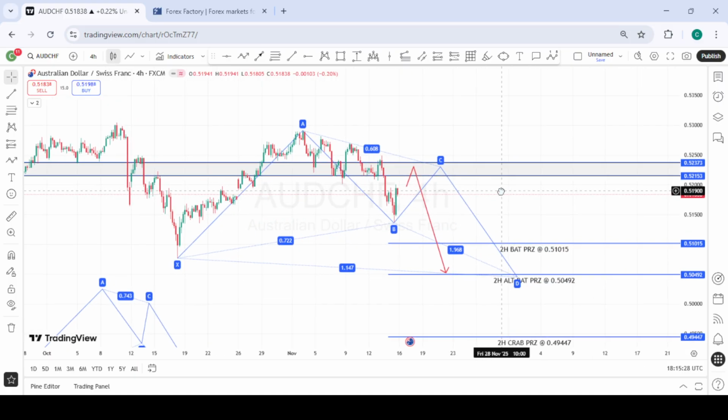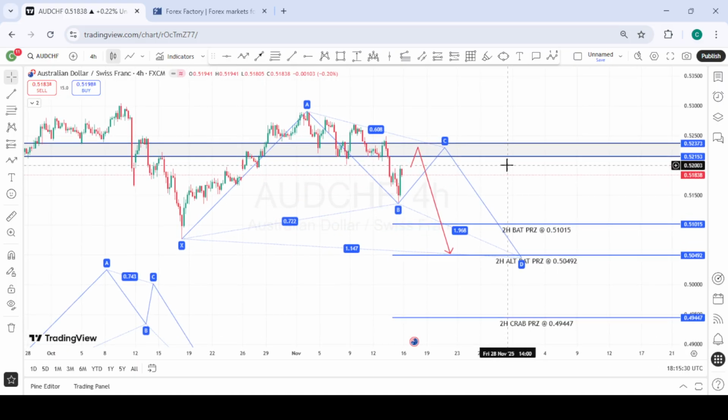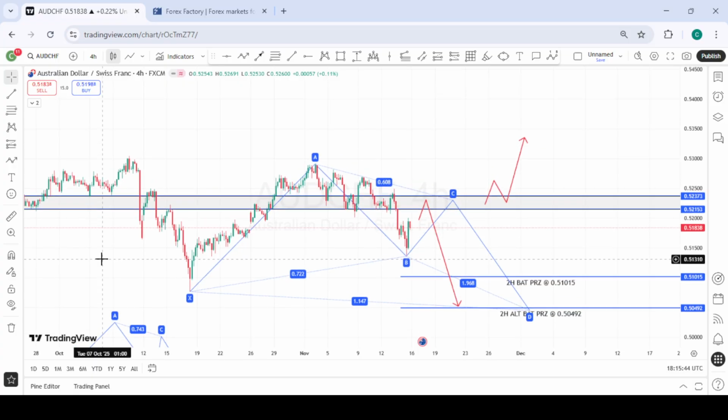This can only be violated if price. We also have another third target below here. So this can only be violated if price breaks above this zone and then gives us some bullish confirmation back into this zone, and then we take it to the upside. Until then, we are also very bearish on AUDCHF.